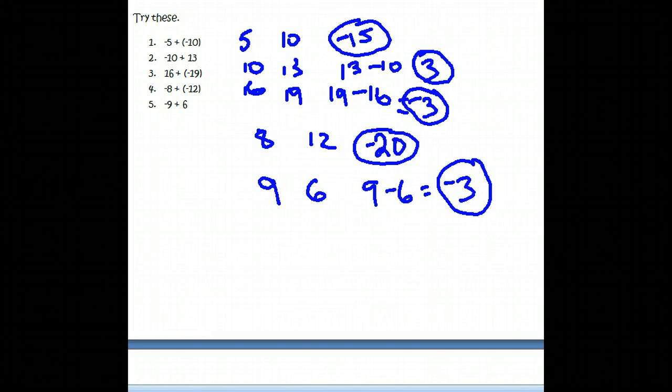All right, so that's how we're adding integers. We have 3 different types of problems. One where we're adding 2 positives, one where we're adding 2 negatives, and one where we're adding a positive and a negative.